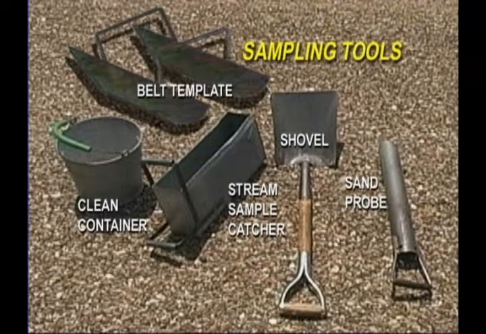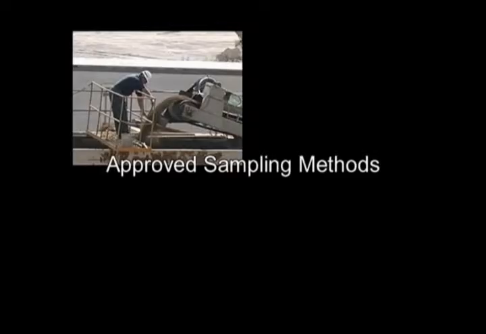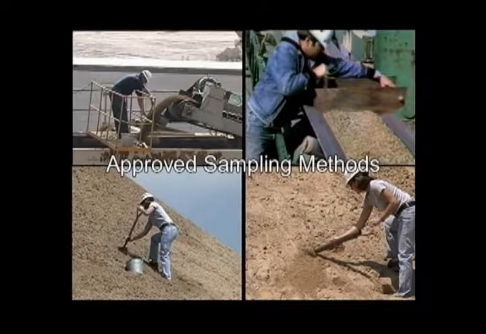Proper equipment is needed to take a good sample. They include a sample catching device, a belt template that conforms to the contour of the belt, a shovel or sand probe, and clean containers to hold the sample. The 3 approved methods to obtain a representative sample are the interception of the stream flow of material, belt sampling with the use of a template, and stockpile sampling with a shovel or probe.